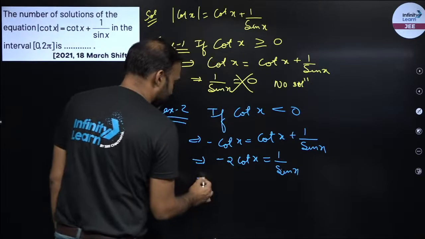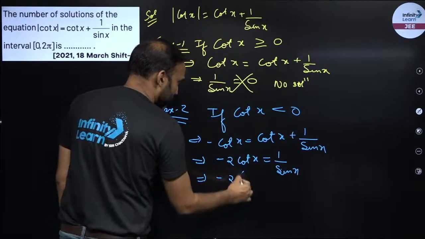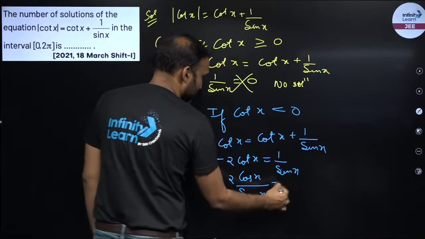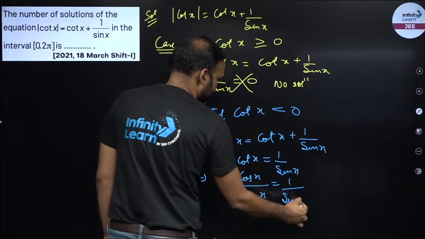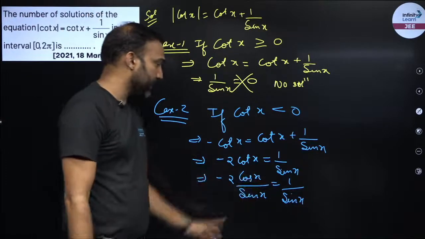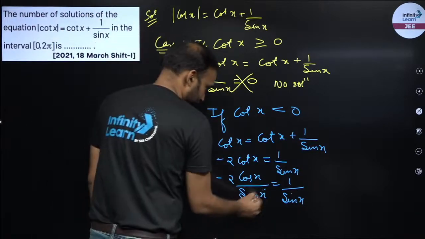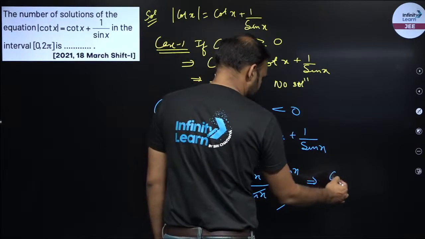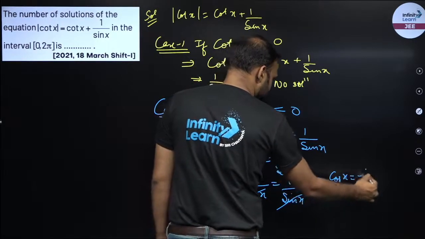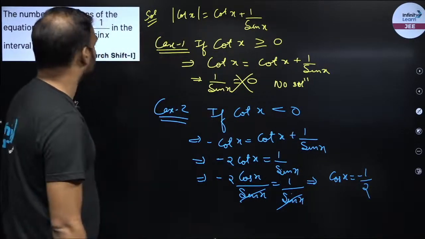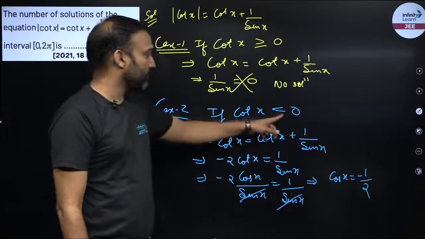Let us write cot x as well in sin and cos, so it will be minus 2 cos x upon sin x is equal to 1 by sin x, right? So I can cancel out the sin x. So I'll get cos x is equal to minus half, right? Now cos x is equal to minus half and cot x is also negative.